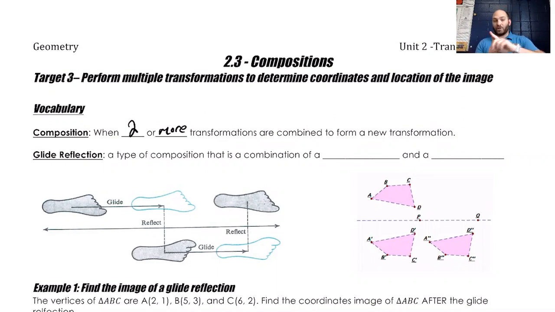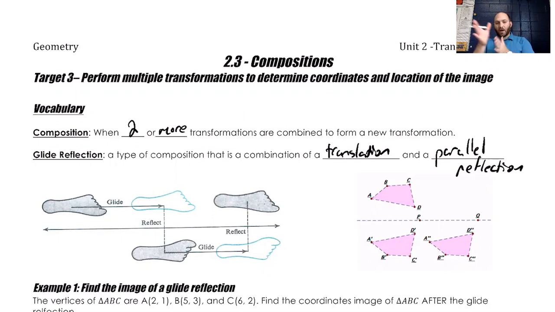It could be a translation followed by a rotation. It could be a reflection followed by a translation, something like that. There is one special type, and that's called a glide reflection. That's a type of composition that is a combination of a translation and a parallel reflection. I know there's not a lot of space in there. But that's what causes a glide reflection, is that there has to be this parallel idea to the translation and reflection. So these are a couple examples here.